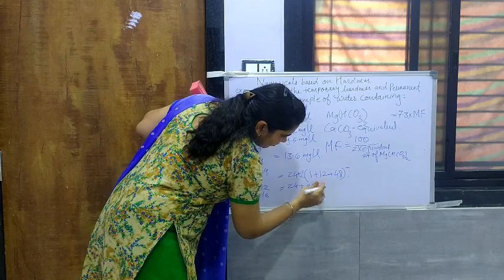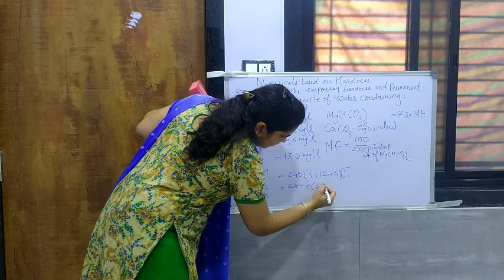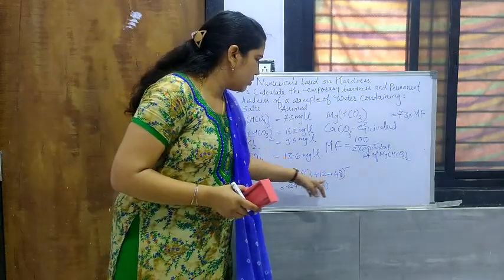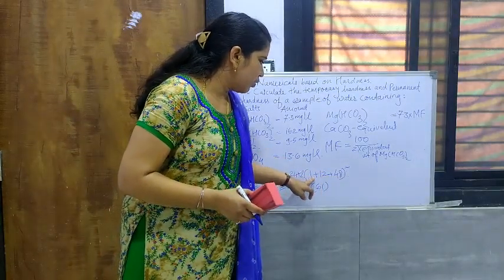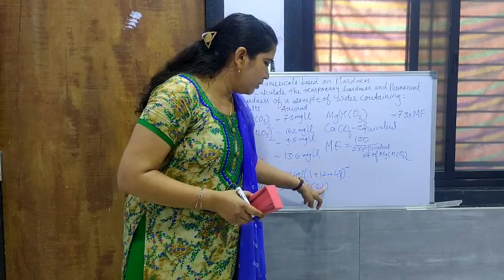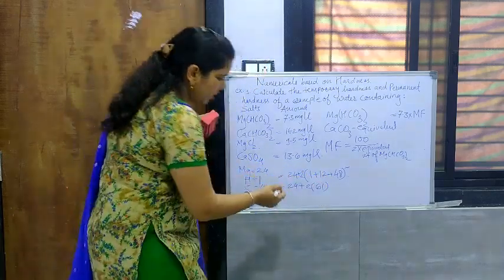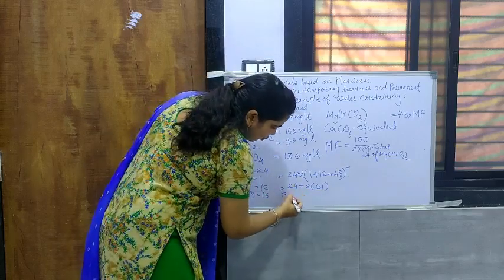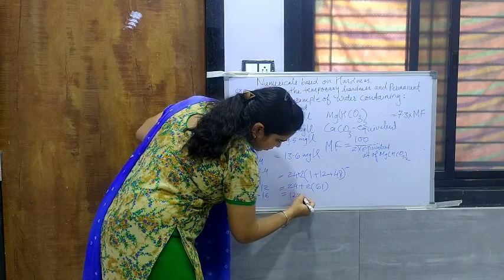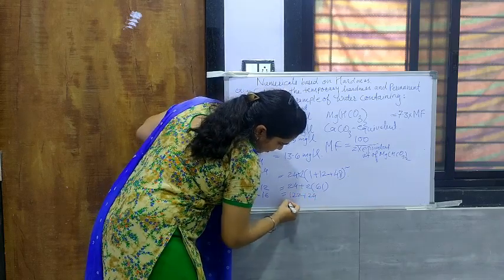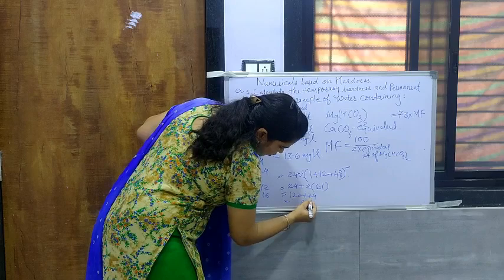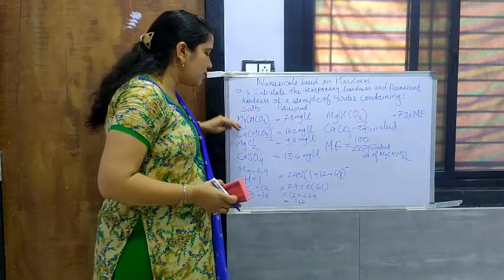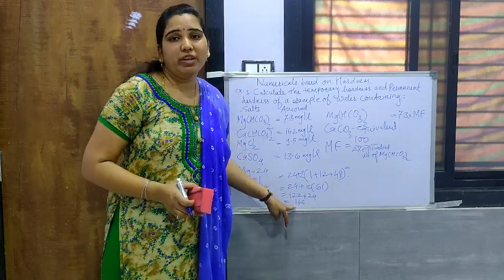1 plus 12 plus 48 is 61. So in this way 24 plus 2 into 61, that is 122, plus 24, gives 146. So the molecular weight of this Mg(HCO3)2 is 146.